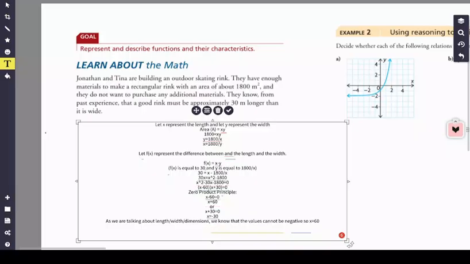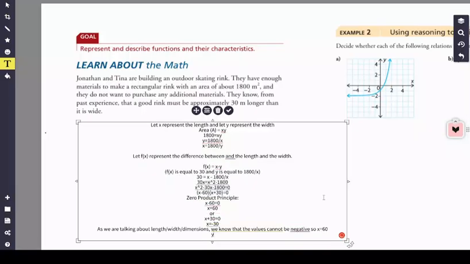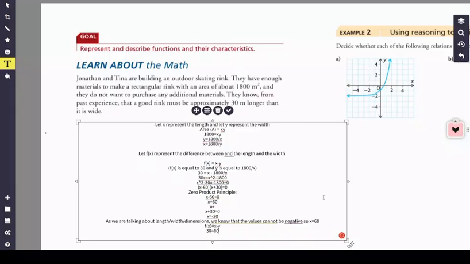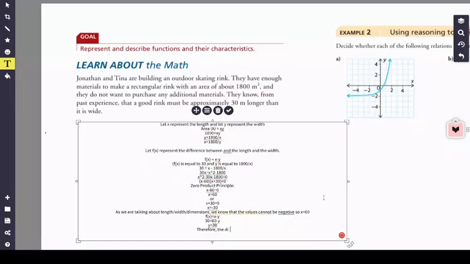Now since the difference is 30 meters, f of x is equal to x minus y, or 30 is equal to 60 minus y, so y is equal to 30. Therefore, the dimensions are 60 meters times 30 meters. Make sure to always state your units, and this will produce an area of about 18 meters squared.